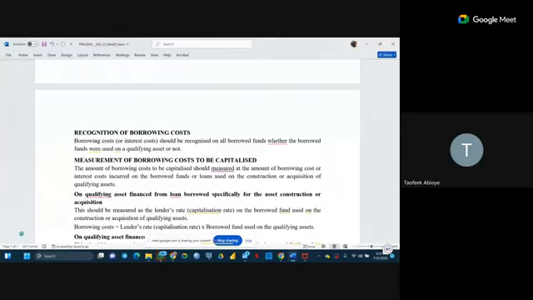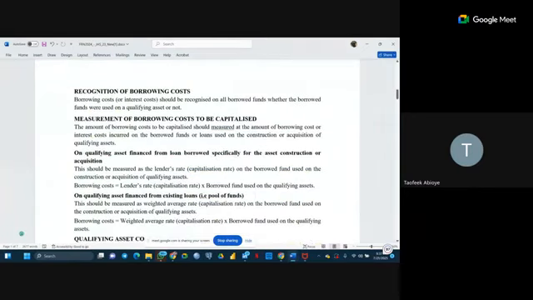However, for the 5 million that meets up with the qualifying asset, only the portion of the borrowing cost incurred on that 5 million is what we are going to capitalize, while the borrowing cost belonging to the remaining 5 million will be expensed, but you need to recognize it. You need to recognize the total borrowing cost that is attached to the 10 million in general.